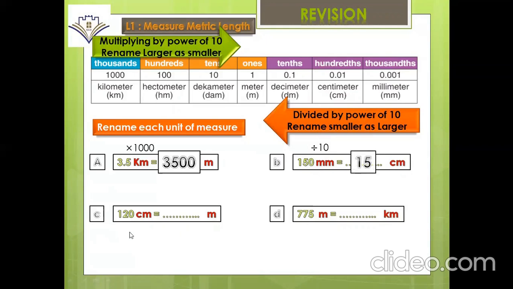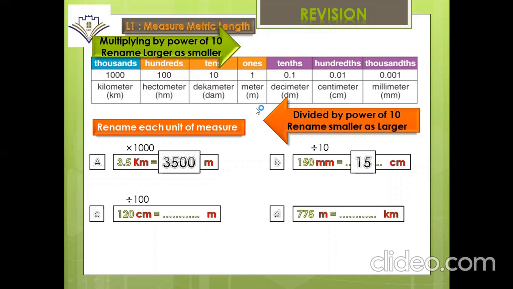Letter C. 120 centimeter equal dots meter. Then is it renamed as larger to smaller or the opposite? Centimeter and meter. Centimeter here is smaller and the meter is bigger. Then we need the opposite. Yes, rename smaller as larger. Then divided by what? Here is the centimeter, here is the meter. Then move how many decimal? 1, 2. Not decimal. How many jumping? 1, 2.